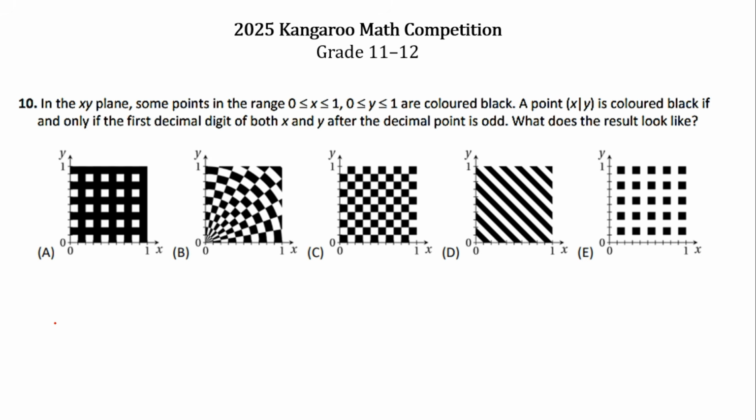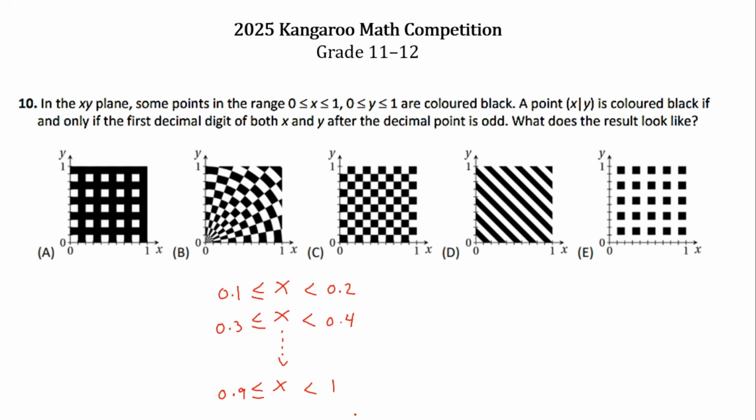Okay, let's determine the range of values for the x and y coordinates. For the x coordinates, the x coordinates must belong to one of the following intervals: x greater than or equal to 0.1 but less than 0.2, x greater than or equal to 0.3 but less than 0.4, all the way to x greater than or equal to 0.9 but less than 1.